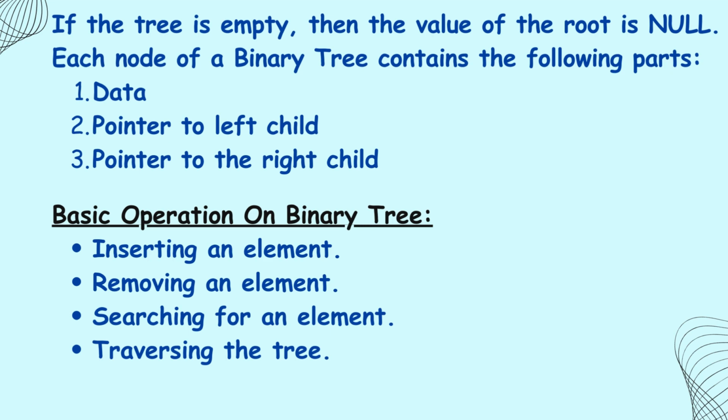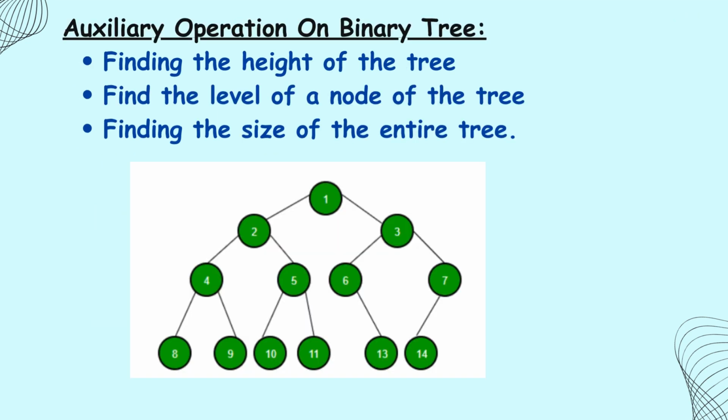Basic operations on a binary tree: inserting an element, removing an element, searching for an element, traversing the tree. Auxiliary operations on a binary tree: finding the height of the tree, finding the level of a node of the tree, finding the size of the entire tree.